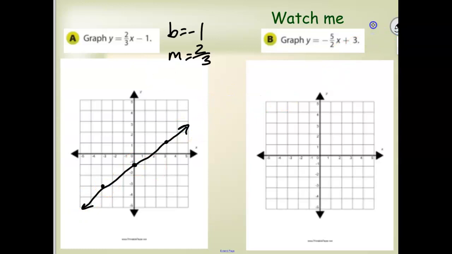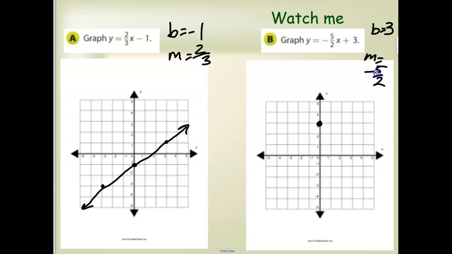All right, one more example. I'm going to start with my y-intercept, which is right here after the x. So my y-intercept is 3. Get out of the way. Thank you. So I'm going to put a dot here at 3. And then I'm going to use my slope, my m, which in this case is -5 over 2.